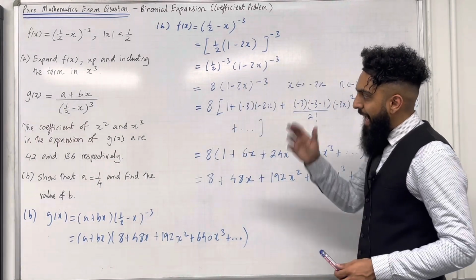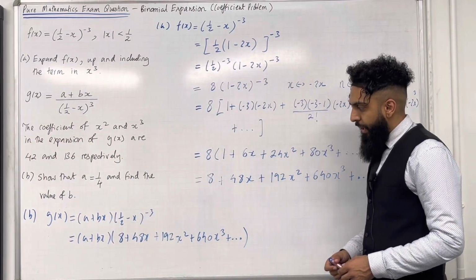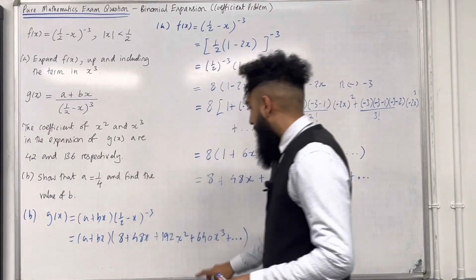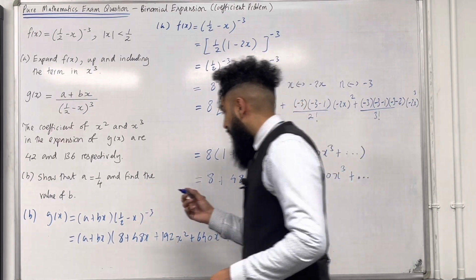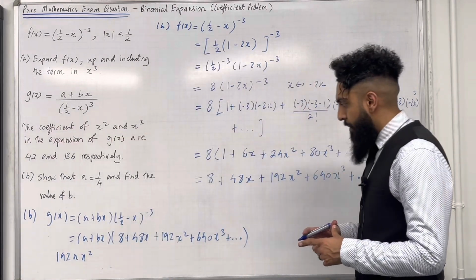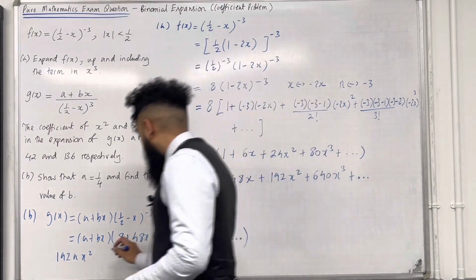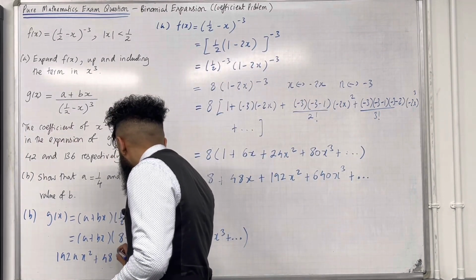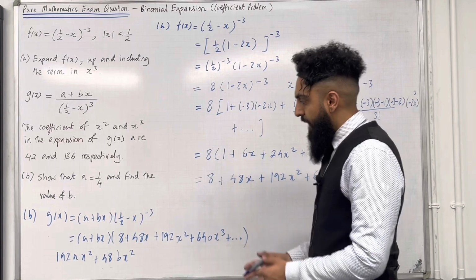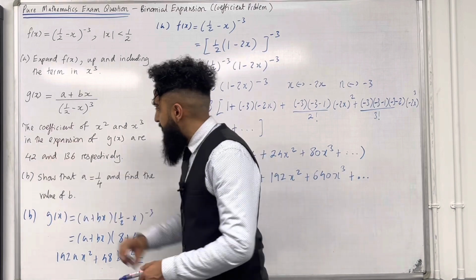Right, I know that the coefficient of x squared is 42, so I'm going to expand out the x squared terms. I can easily take a and multiply it by 192x squared, which will give me 192a x squared. That's my first x squared term. Then I can take bx and multiply it by 48x, which gives me plus 48b x squared. So these are my x squared terms. If I add them together, that should equal 42x squared.